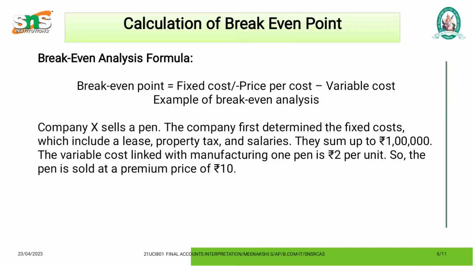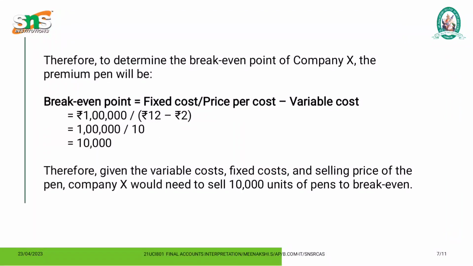The variable cost linked with manufacturing one pen is rupees 2, which means the variable cost for producing one pen is rupees 2. So the pen is sold at a premium price of rupees 12. Therefore, to determine the break-even point of company X, the premium pen will be, as per the formula, fixed cost, here rupees 1 lakh, divided by the price per pen, which means the price per unit is rupees 12, minus the variable cost of rupees 2. So 12 minus 2 you will get 10. So 1 lakh divided by 10 is 10,000.